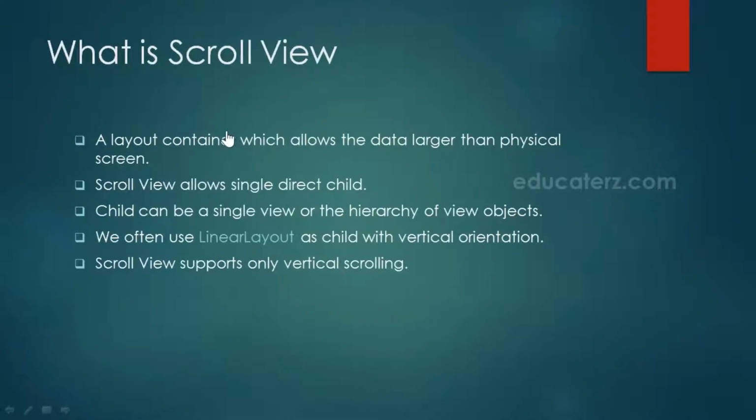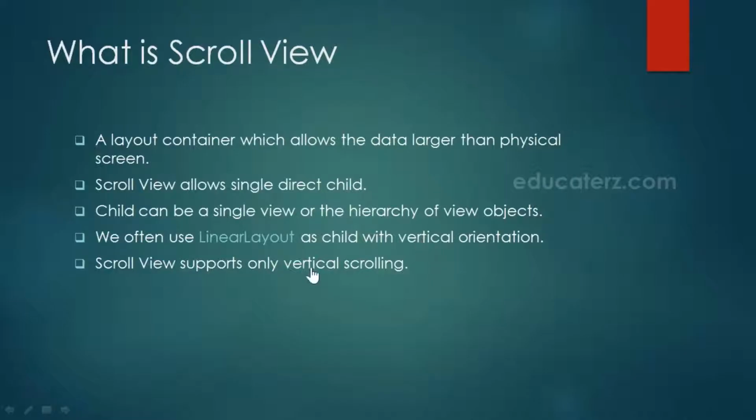A scroll view is a container that allows data larger than the physical screen. Meaning if you have more data than your physical screen, we use scroll views. It allows a single direct child. That child can be anything, maybe a view or a group of views, like a view group, meaning a layout. We mostly use a linear layout as a direct child with orientation as vertical.